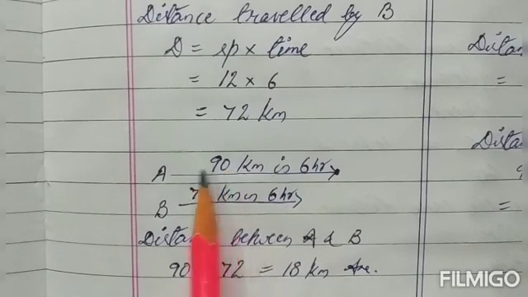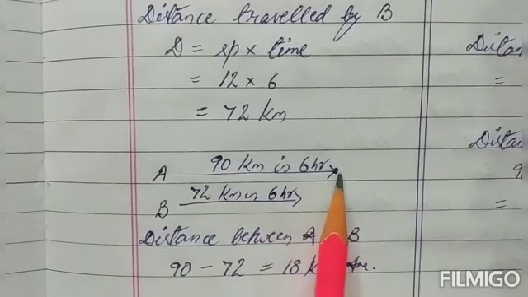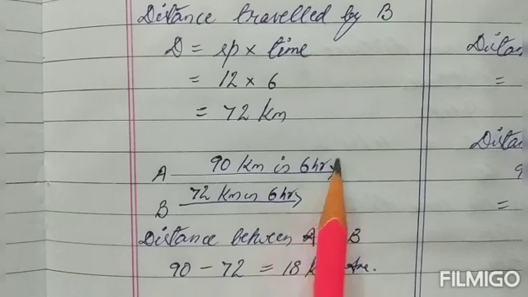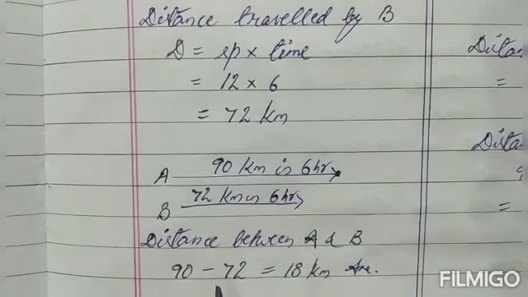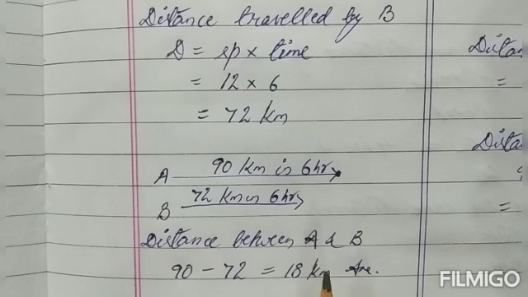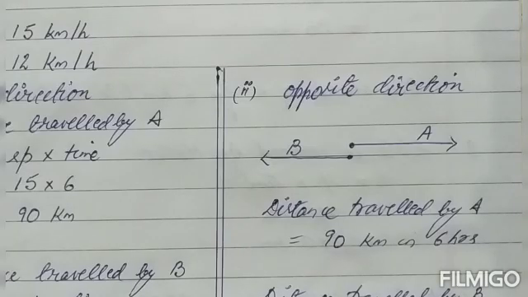Now when they are moving in the same direction, children, one person is going to be ahead of the second person. By how much distance? You have to subtract. So 90 minus 72 will give you 18 kilometers. So A is 18 kilometers ahead of B. Or you can say the difference between the distance is 18 kilometers.